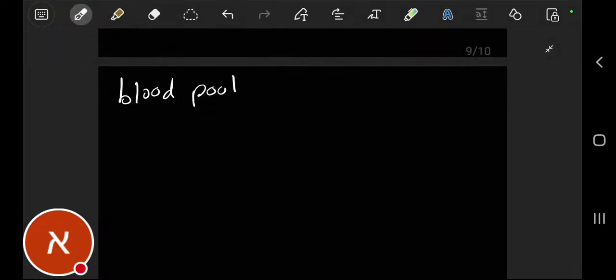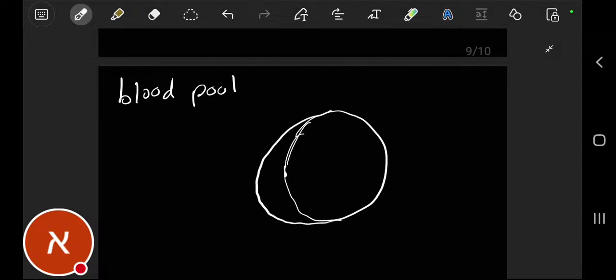Now, this blood pool looks something like this. If you have the true lumen of the aorta and you have this crescentic shaped intramural hematoma, you may see some things like this. There may be some communication here and communication here to the outside, even with an aortic branch. And this is an area inside the intramural hematoma. This is why it's called a blood pool.